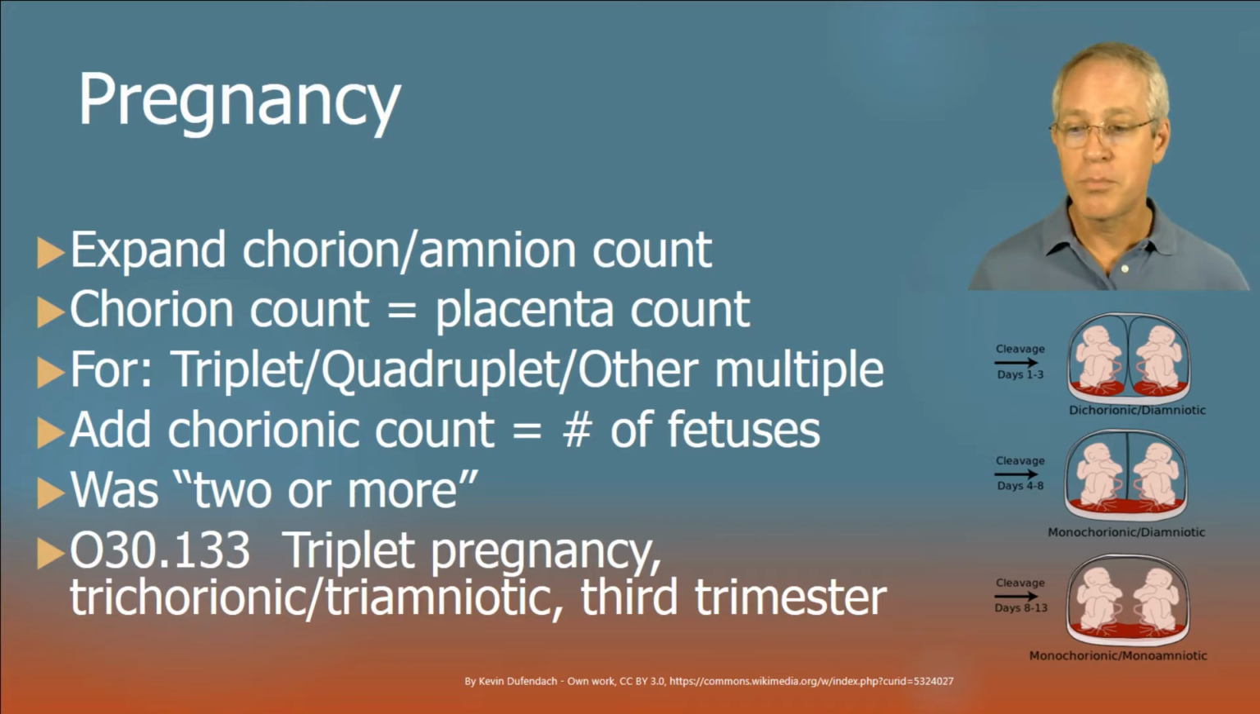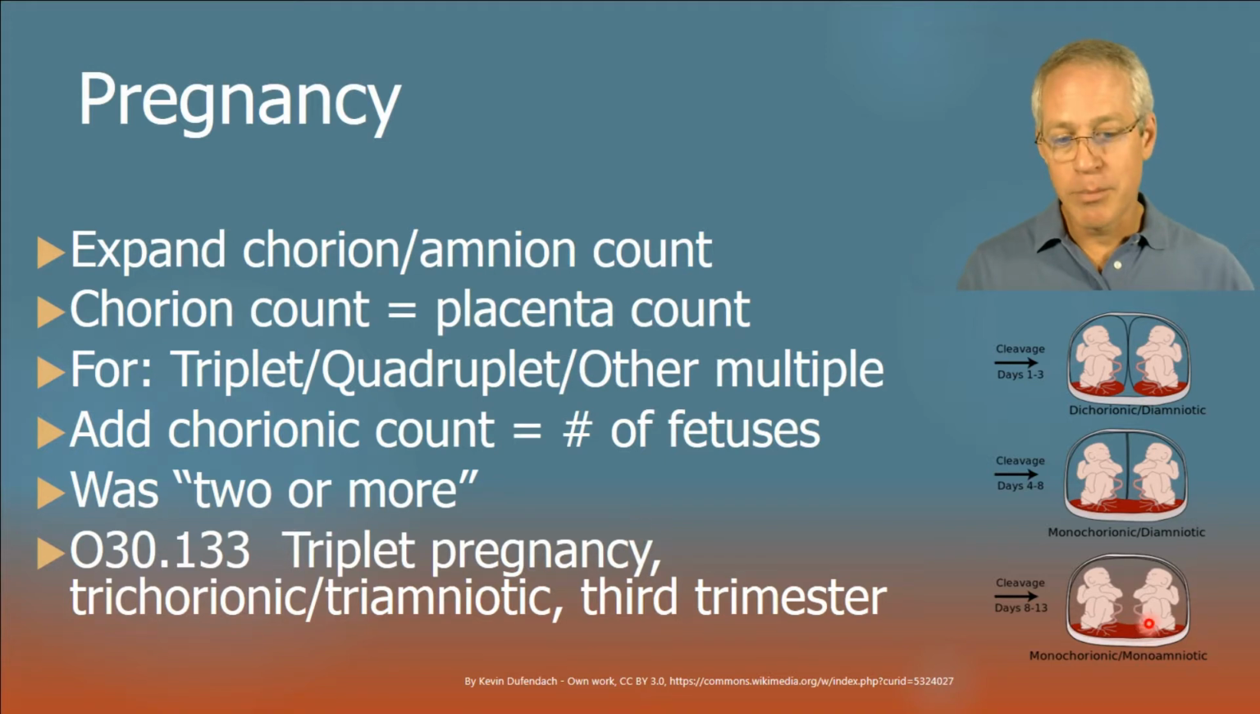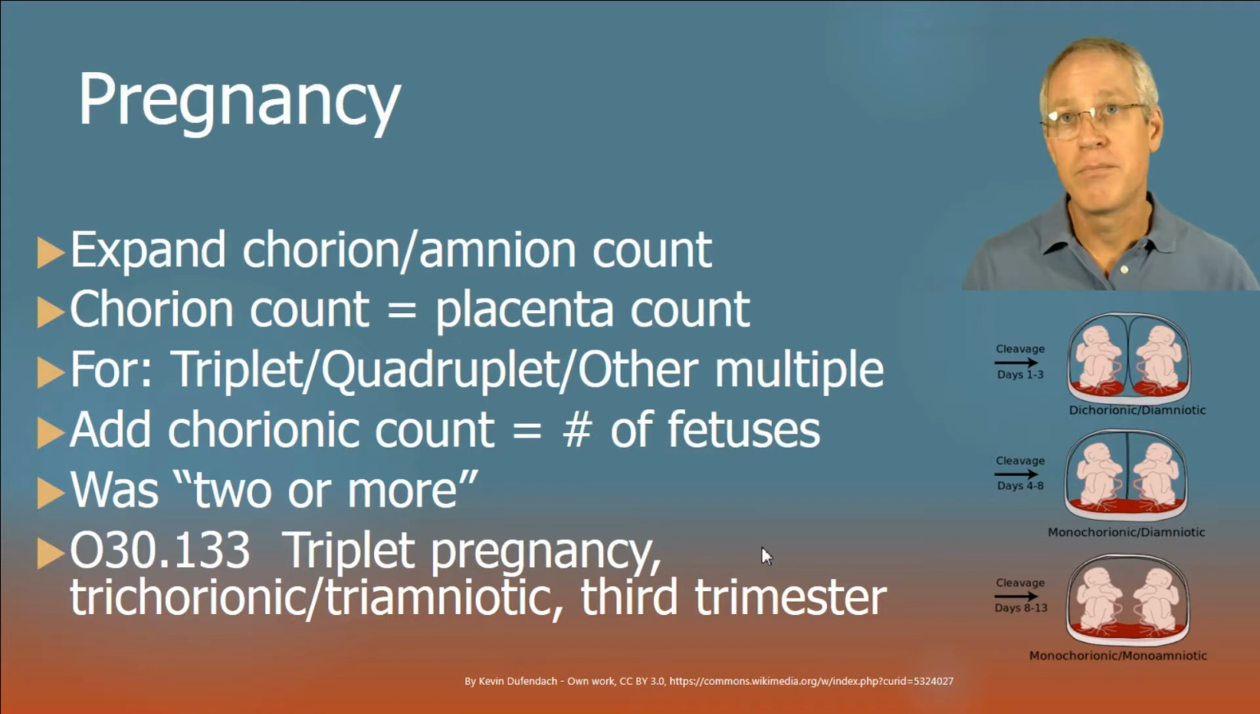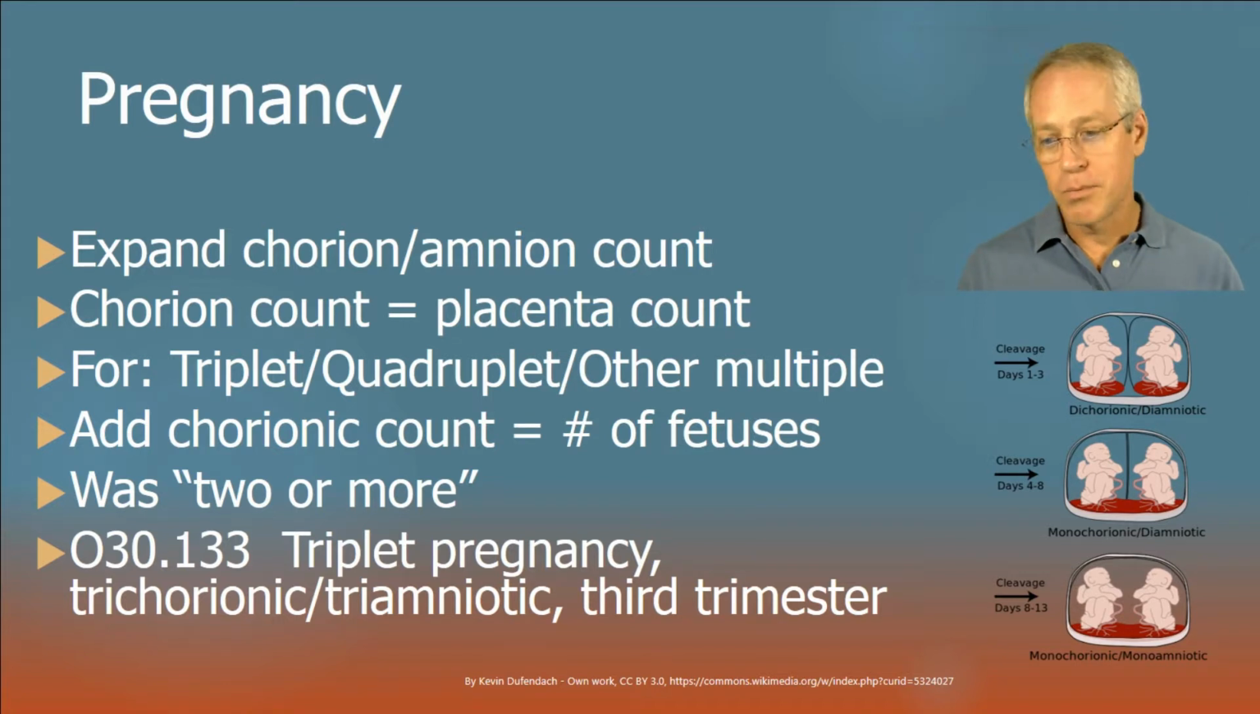Now, previously, for triplet, quadruplet, and other multiple gestations, the concept only allowed monochorionic, monoamniotic, or two or more. So what if you have a triplet? If there's two that share an amnion like this, and then a third one that's diamniotic, there's really no way to capture that, or to distinguish that from the case where all three of them are trichorionic, triamniotic. Now we have that choice for triplets and quadruplets.